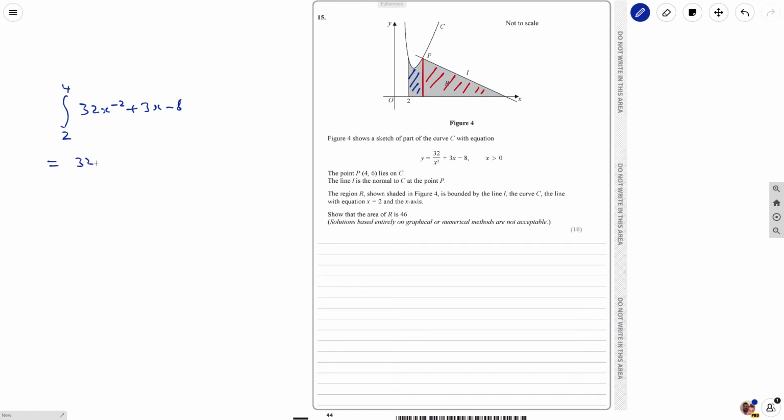The way I do that, I tend to just copy this number at the front, raise the power, divide by the new power, and it looks messy, but I'll tidy it up on the next line. Next one, again, copy the 3, raise the power, divide by the new power, and then when you've just got a number, you just pop an x on the end.